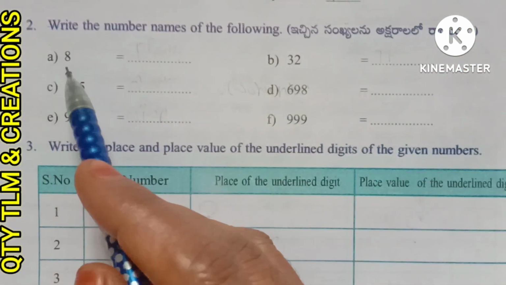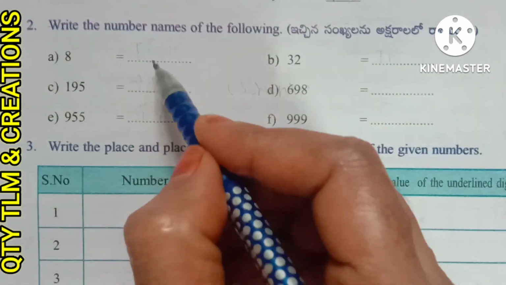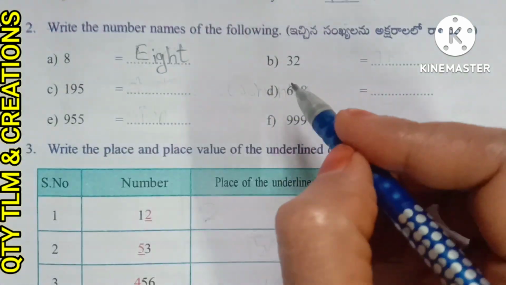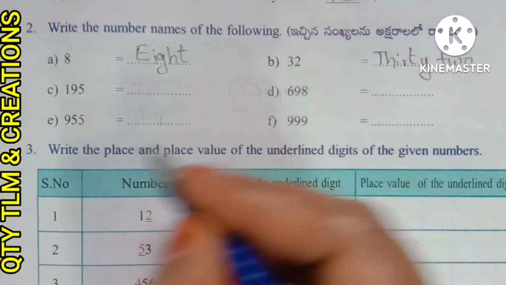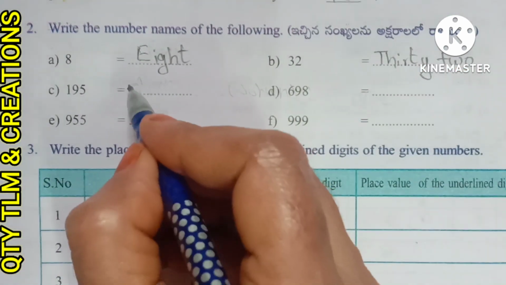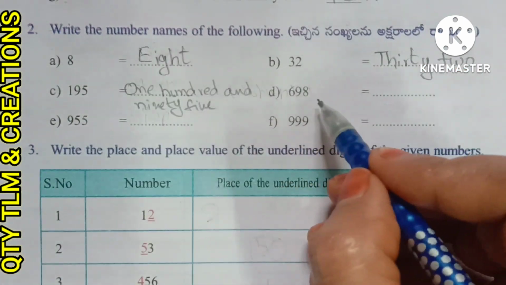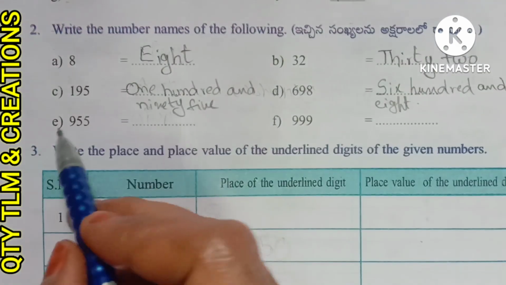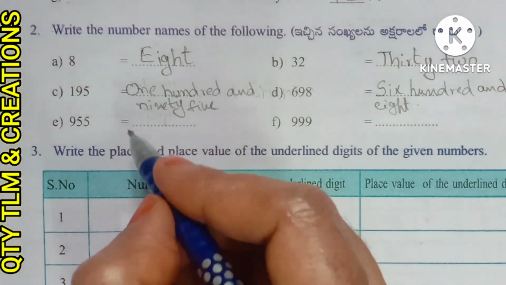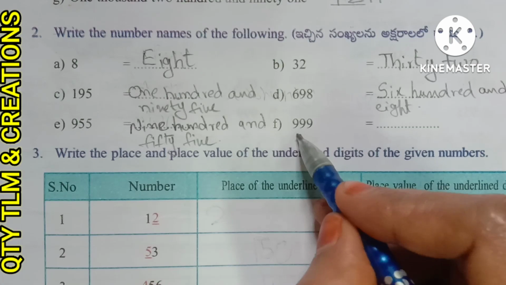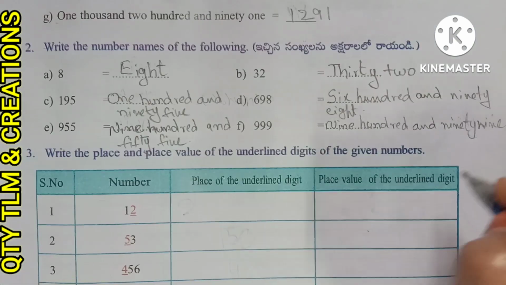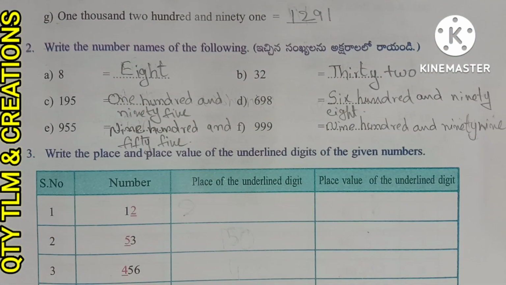Next one, write the number names of the following. Here A 8. We have to write the number name here, 8. Next B 32. Next C 195. Next D 698. Next E 955. Next F 999.